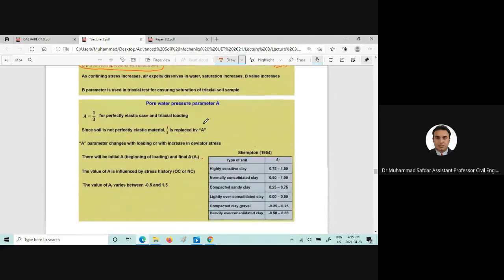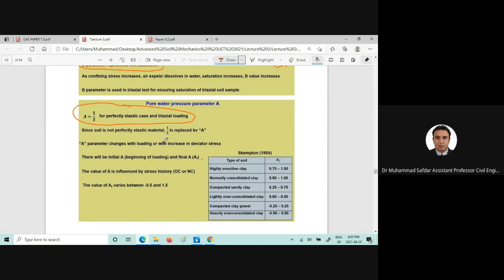For the perfectly elastic case, A is equal to 1/3, but as we already know, the soil behaves elastoplastically, and these terms will be explained in constitutive modeling. But for the time being, it is not a linear material, it's not an elastic material, so it's an elastoplastic material which has elastic strains and plastic strains.